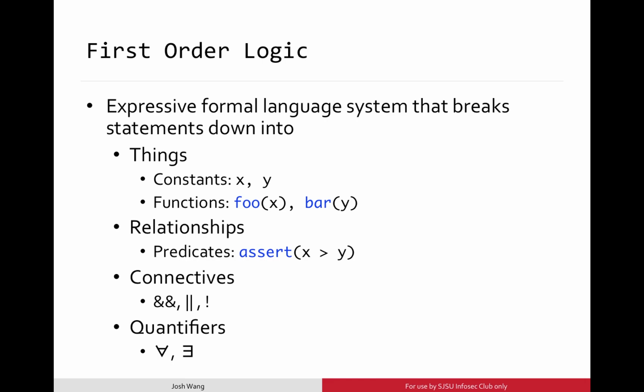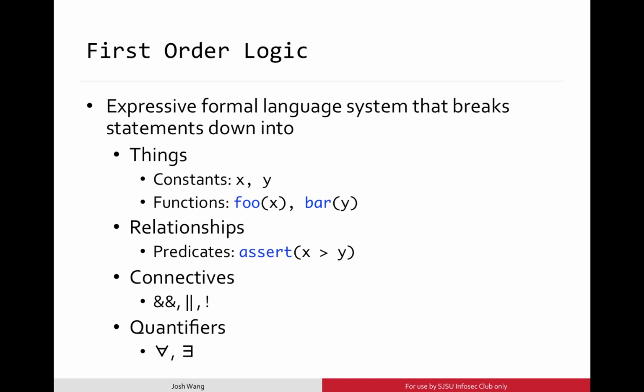So for things, you have constants, so you could have x and y. You can also have functions, so foo of x, bar of y, and you can also have relationships, so predicates. Predicates are basically functions that return true or false, and an example of a predicate would be an assertion. An assertion is basically a predicate that's inserted into a program that's assumed to be true. At runtime, if it evaluates to false, then you get what's called an assertion violation, and that causes execution to abort.